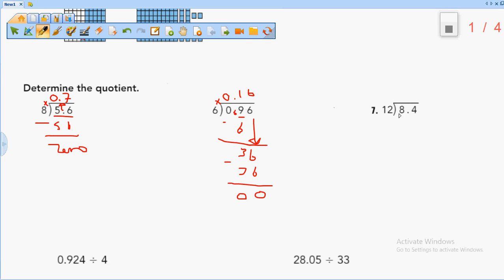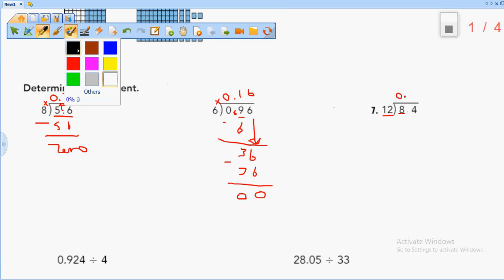And 8 divided by 12 is 0. Look here, we have 2 digits in the divisor. We have to be careful. If we have 2 digits, we have to hide. Now we have the decimal point, we have to put it up and erase it from here. Okay, boys, we have to erase it. Look, I will erase it now. Now I have a new number. The new number is 84.